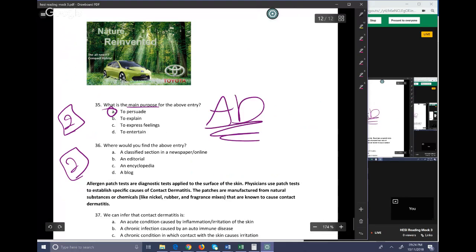Generally speaking, an ad would be persuasive because you want to think about main purpose. Why did the author create it in the first place? An ad would typically be created to convince you to come look at something or to buy something. That said, if they gave a whole bunch of facts and statistics and raw information about the car, that might be different. They're not going to give you that. They're not going to give you an ad that explains the car.